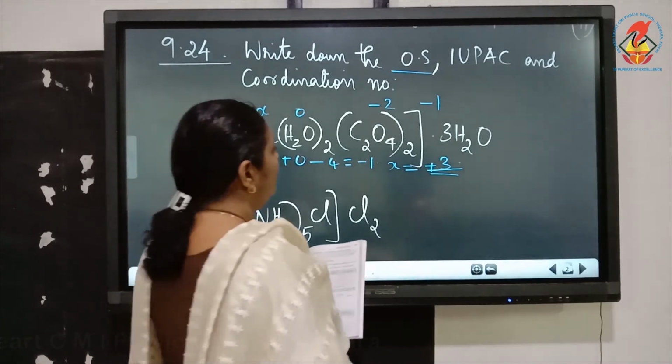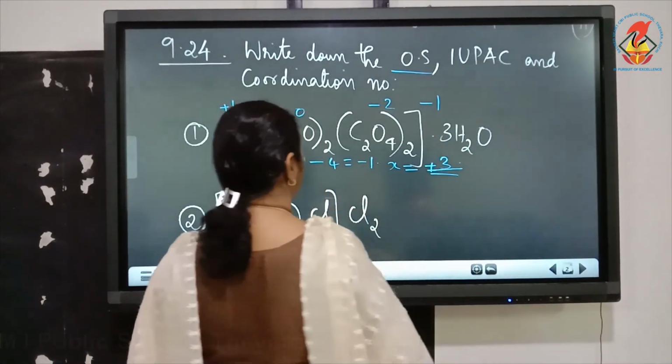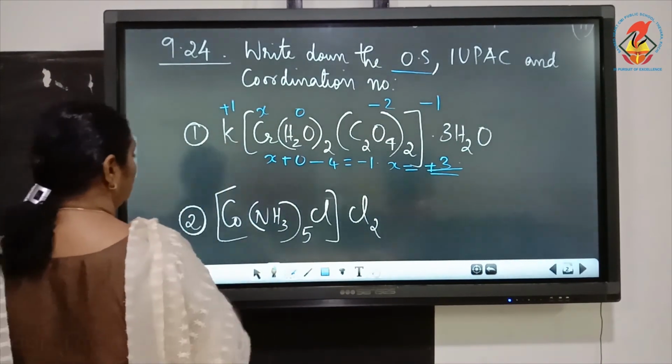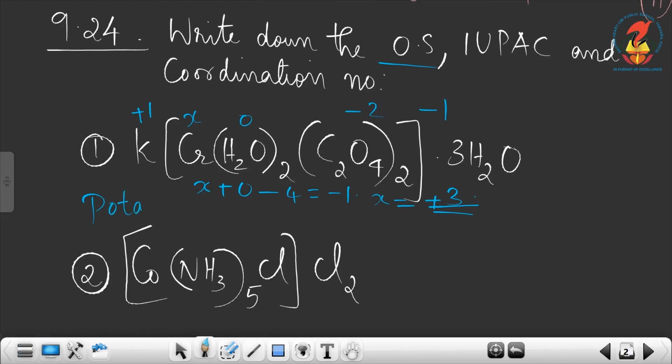Now let's write the IUPAC name of the compound. To write the IUPAC name, we have potassium as the counter ion, so start with potassium.